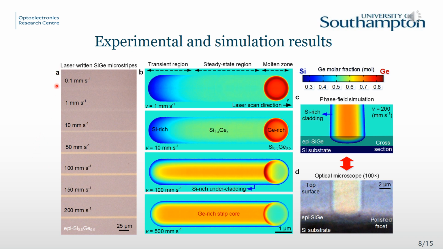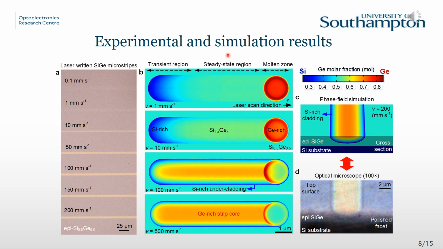The laser-written silicon germanium microstripes for the low scan speeds of 0.1 and 1 mm per second are barely distinguishable. However, wider microstripes emerge with a yellowish color as the scan speed increases and germanium accumulates on the surface. We then carried out 3D finite element method-based non-isothermal phase field simulations to compare with the experimental results. To understand the effect of the thermocapillary convection on the distribution of composition within the molten zone, Navier-Stokes equations were also solved. To reduce the simulation volume and computational cost, we choose a beam spot size of 2 micron in diameter and a scan range of 10 micron, which are smaller in size compared to the experimental parameters.